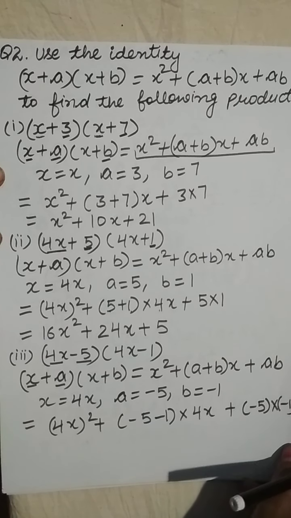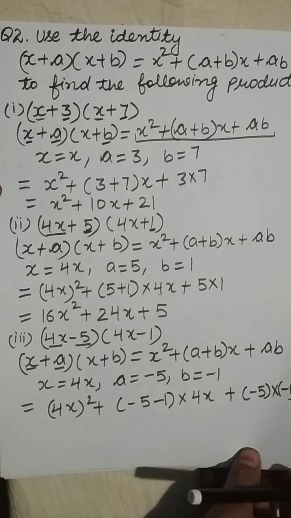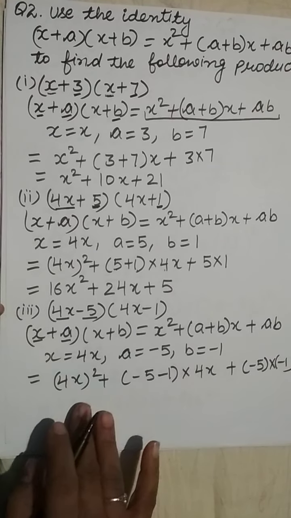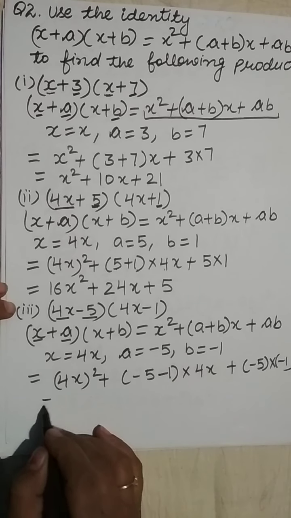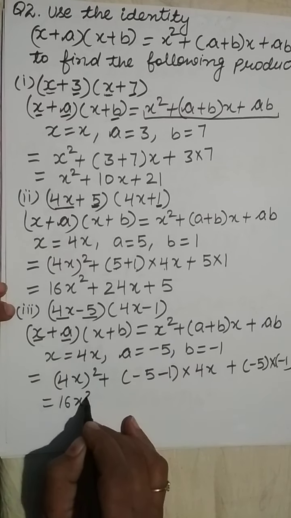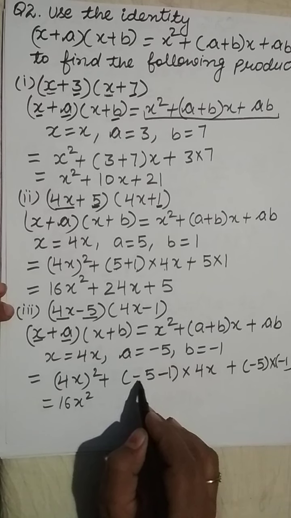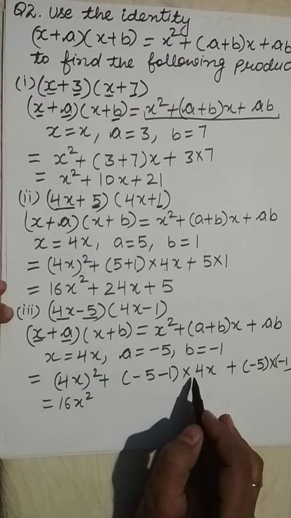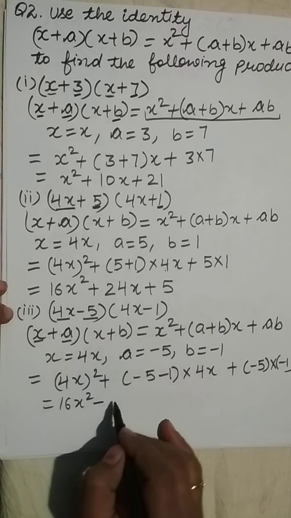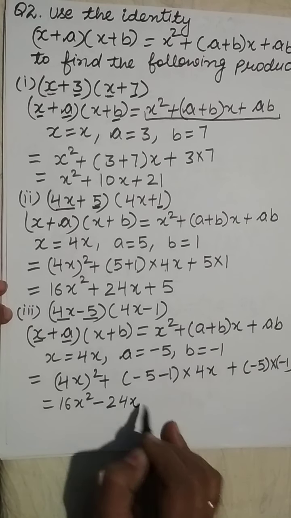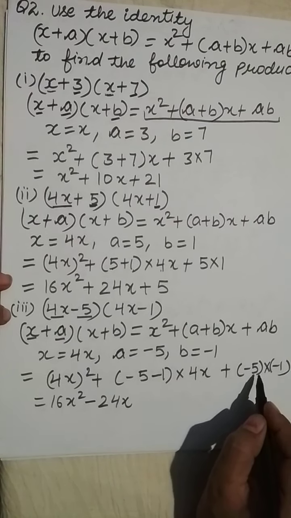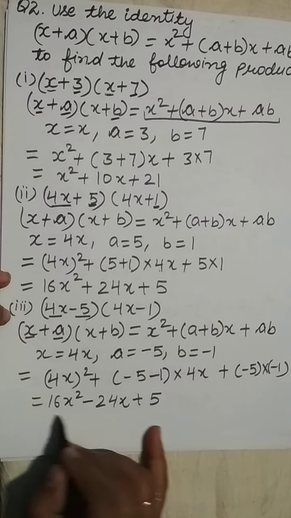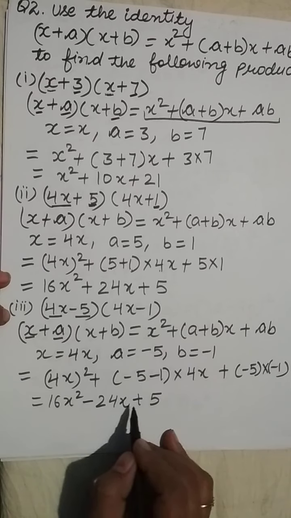So now 4x square is equal to 16x square minus 5 minus 1. This is minus 6. Minus 6 multiplied by 4 is minus 24x plus minus 5 multiplied by minus 1 is plus 5. 16x square minus 24x plus 5 is the answer.